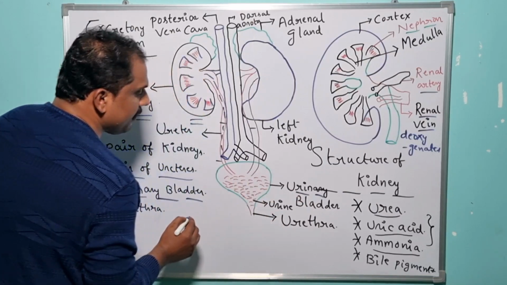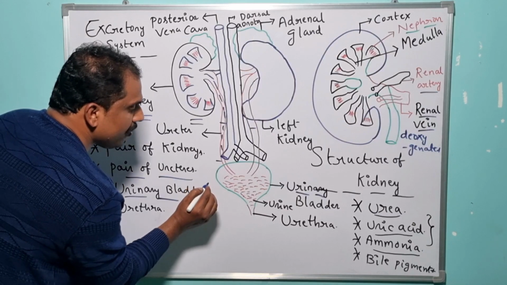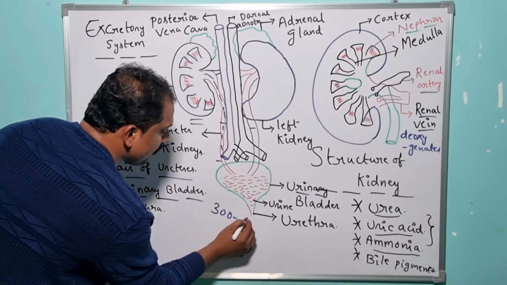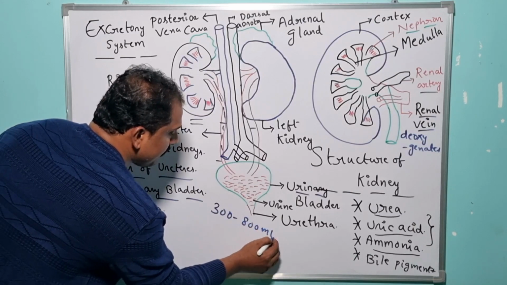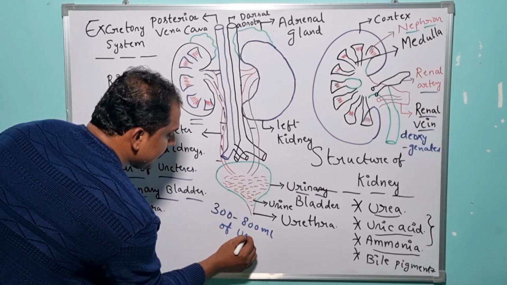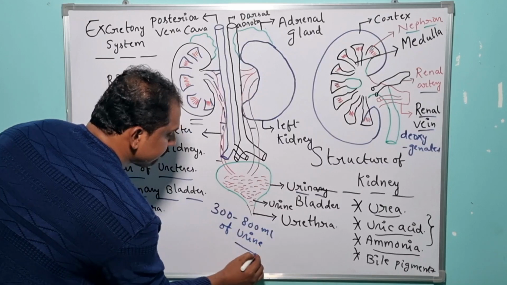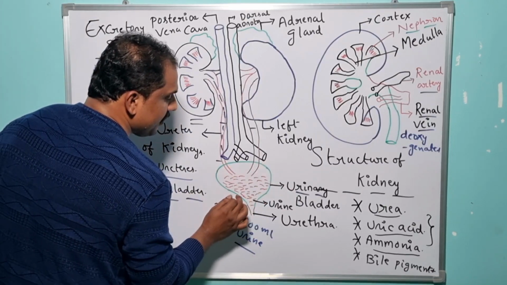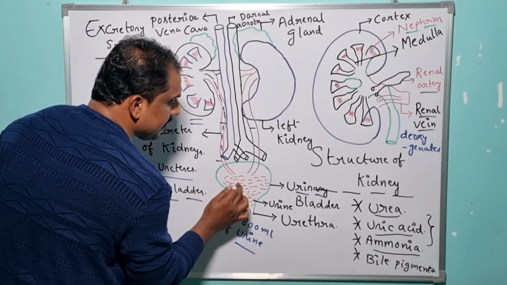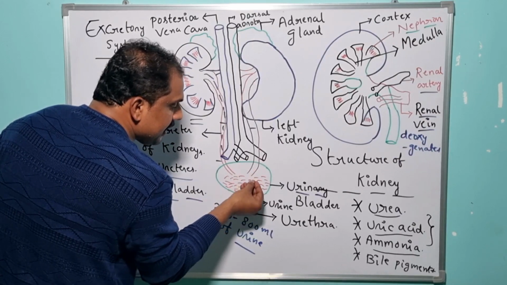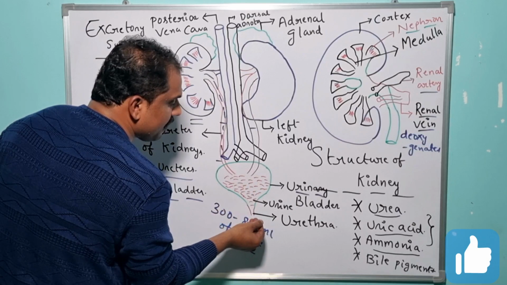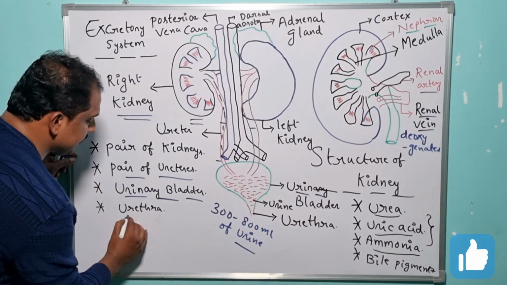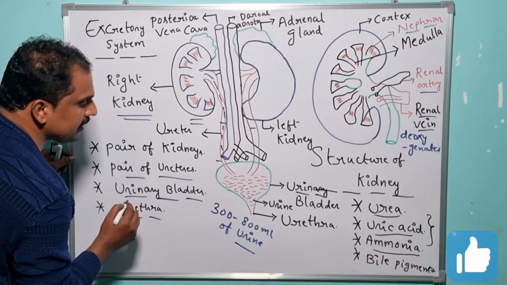Here, in the case of human beings, they are capable of storing nearly 300 to 800 ml of urine. Once the urine is stored in the urinary bladder, under such a condition the urine gets excreted outside by means of a specialized component of the excretory system. It is nothing but what? Urethra. So what is the urethra?